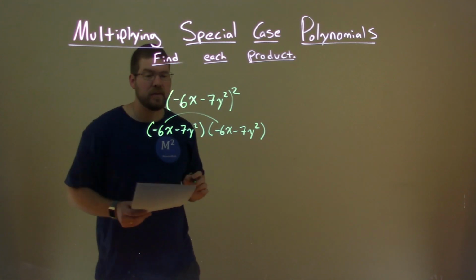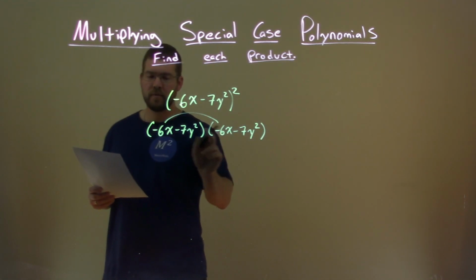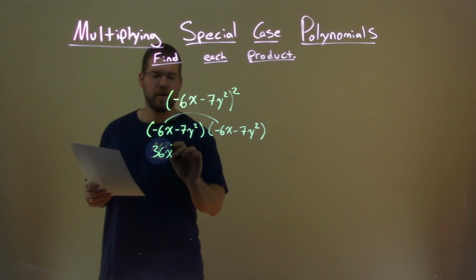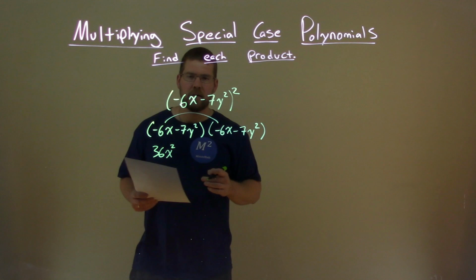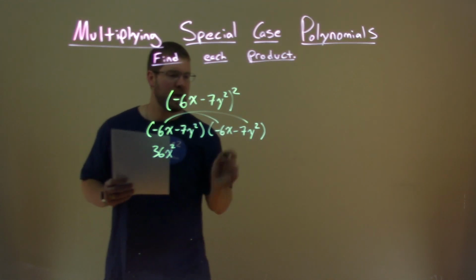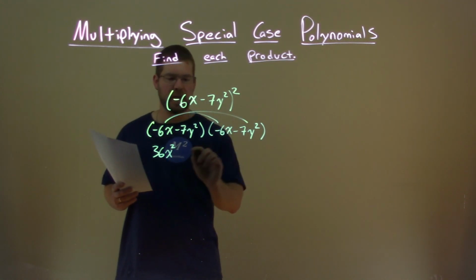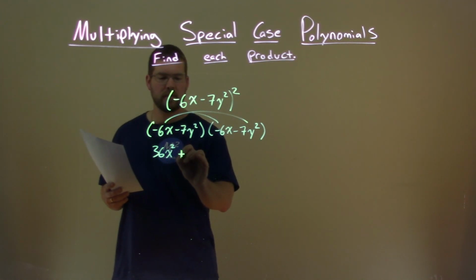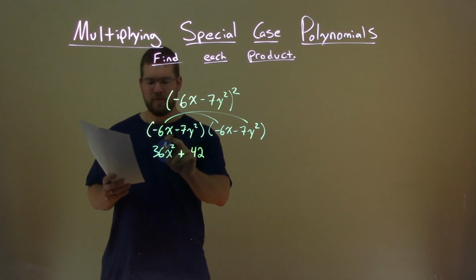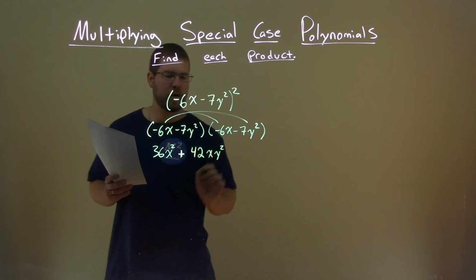Negative 6x times a negative 6x is a positive, right? Negative times a negative is a positive. 6 times 6, 36. X times x, x squared. Not too bad. Well, partway there. Minus 6x times a minus 7y squared. Well, negative times a negative, again, is a positive. 6 times 7 is 42. And we have x times y squared. We can just write it as xy squared here.